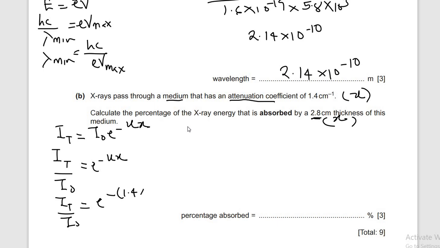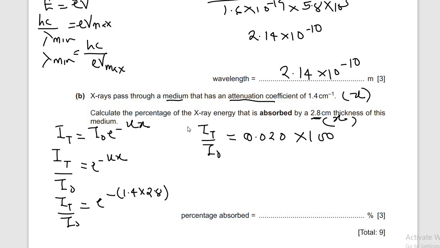It is per centimeter, so no need of converting. Multiply by 2.8. I T over I naught will give us e raised to the power of this times this. Everything gives us 0.020. They said the percentage, multiplied by 100.